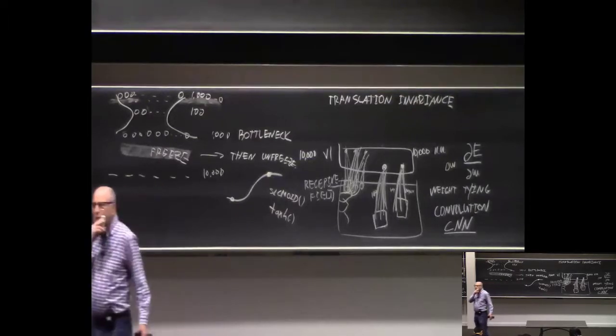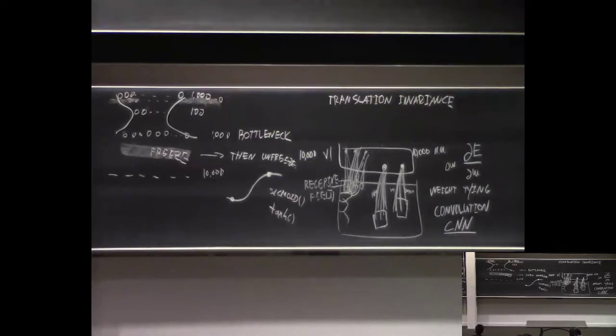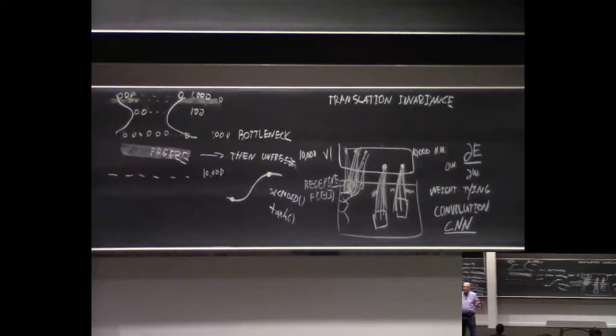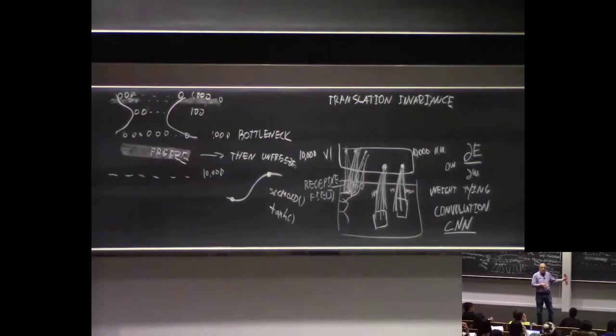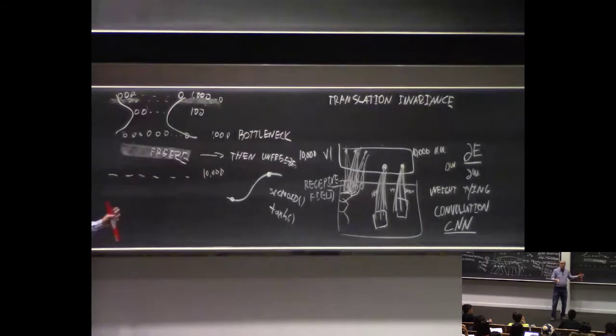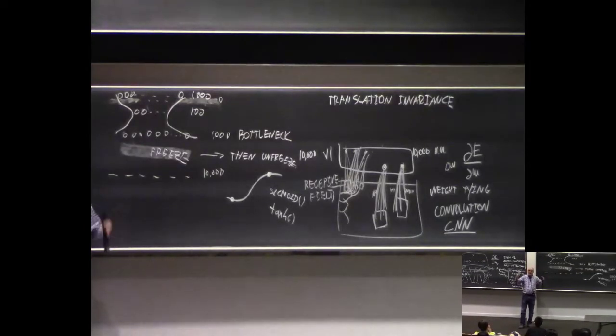In addition, the kind of representations that networks were learning were very, very distributed because every hidden unit could only contribute a limited amount to the next layer.